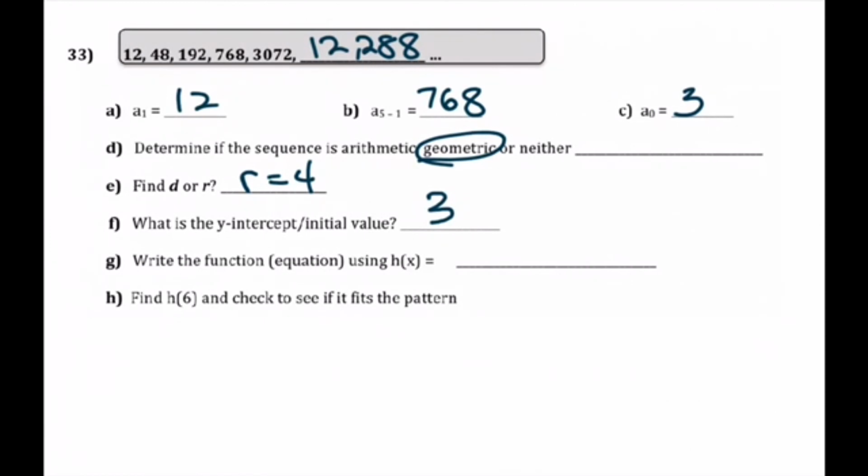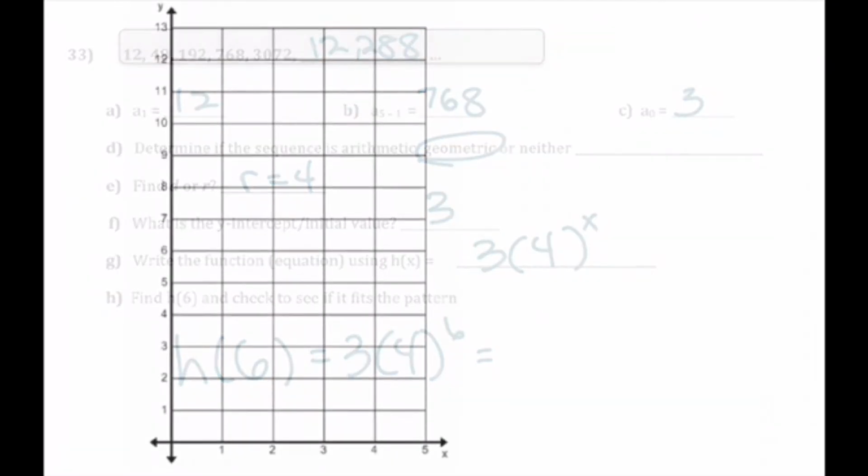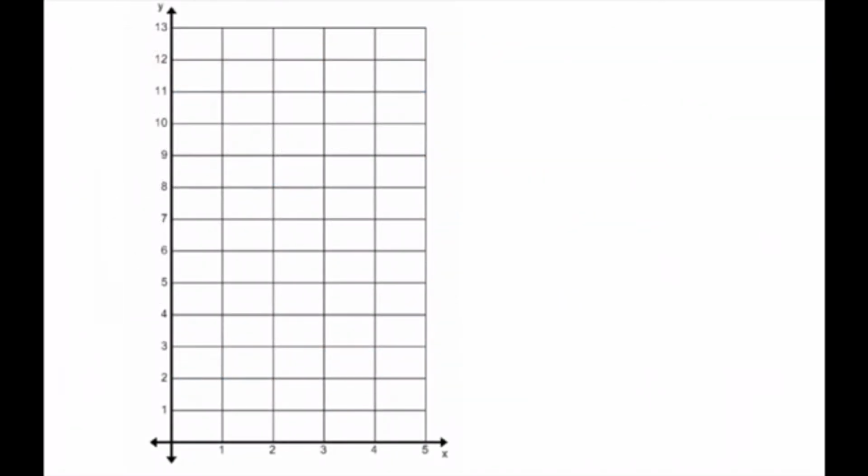H of x is equal to what, McKinley? H of x is equal to 3 parentheses 4 to the power of x. Perfect. Okay, find h of 6 and check to see if it fits the pattern. So if we do h of 6, that means we're going to do 3 times 4 to the 6th power. So put that in your calculator. Does it give us the correct 6th term? Yes. Great. Let's go back to number 34.